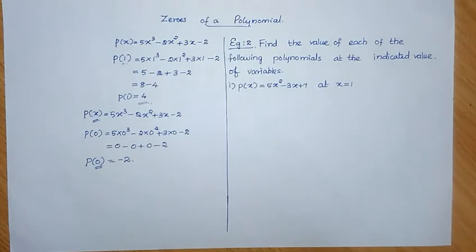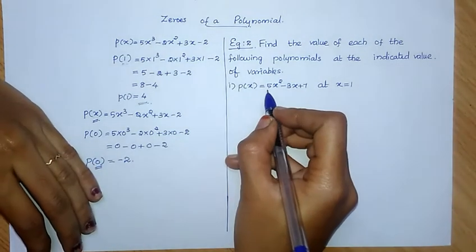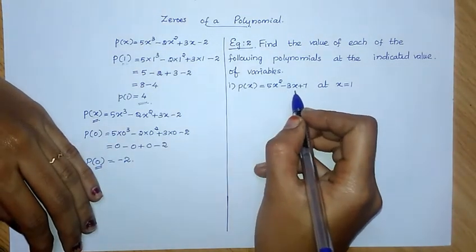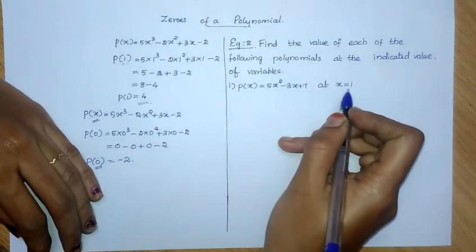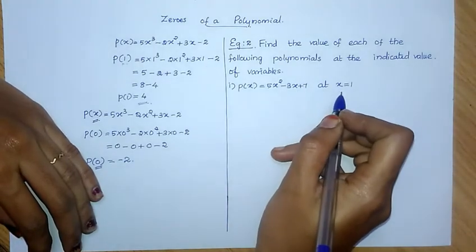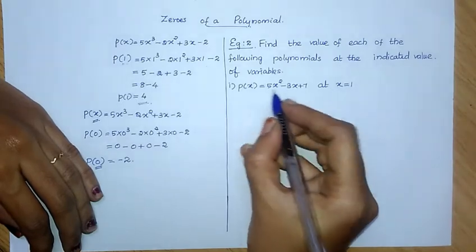Example 2. Find the value of each of the following polynomials at the indicated value of the variables. First one, P of x is equal to 5x square minus 3x plus 7 at x equal to 1. Here we have to apply the value of x as 1.